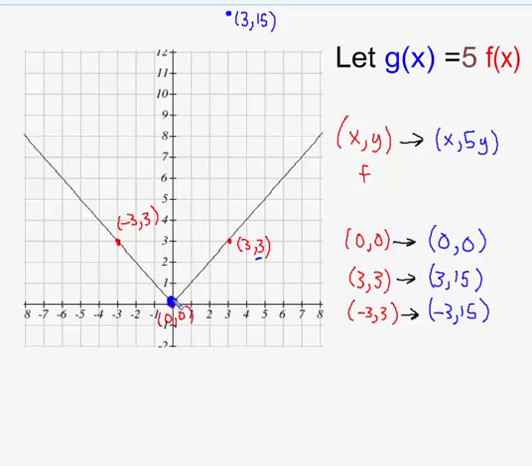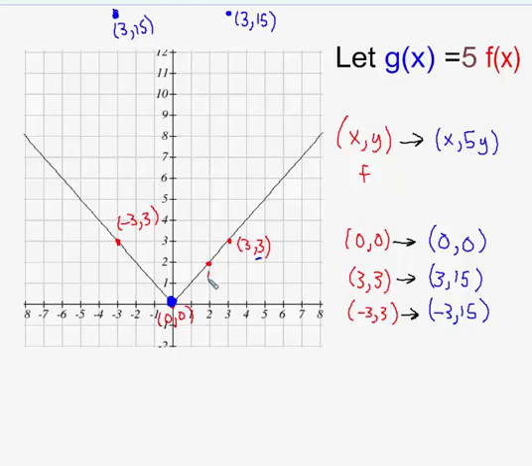So 0, 0 stays the same. Negative 3, 3, we kept the x coordinate alone, indicating that my new point will be directly above or directly below the original. Since we're multiplying the output by 5, 3 times 5 is 15, and I picked an unfortunate point because it would be outside my window. However, it gives me the opportunity to show you how fast you can find new points given this rule.